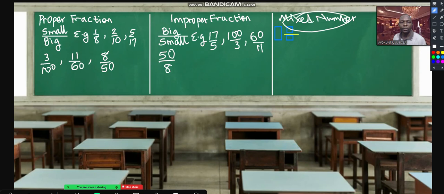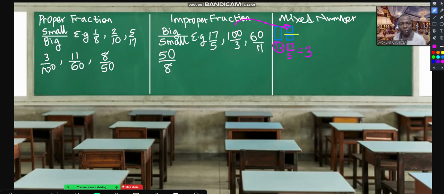So where do we get this one from? It's pretty simple. The mixed number, we get it from improper fraction. So it's improper fraction that leads us to mixed number. How? Let's pick the first improper fraction here. Number 1, which is 17/5. We say how many 5 can go in 17? That's 3, which is 15.